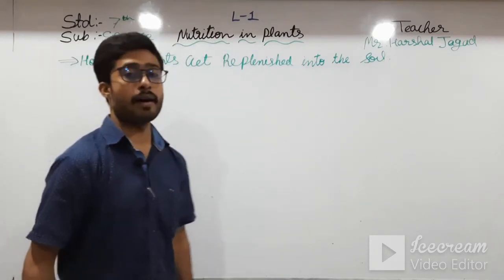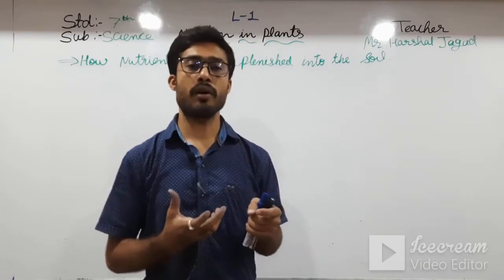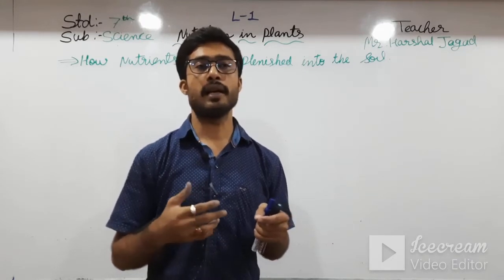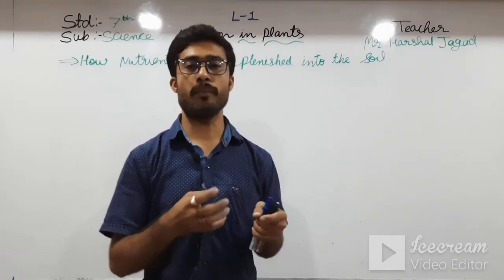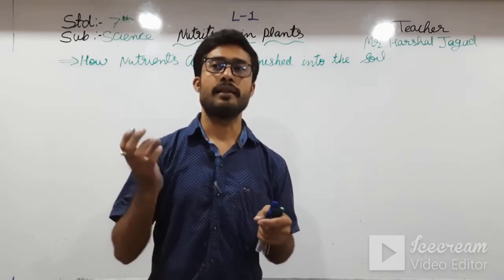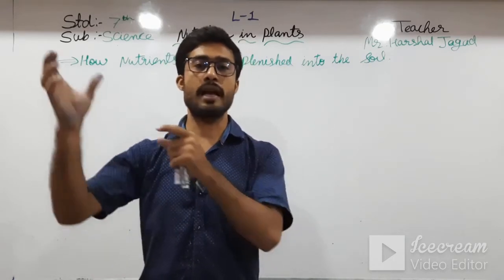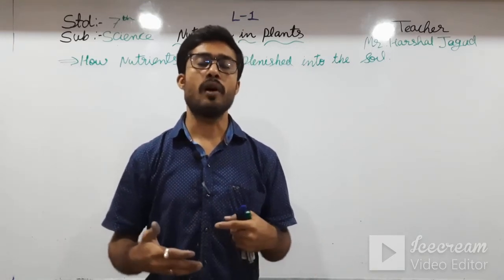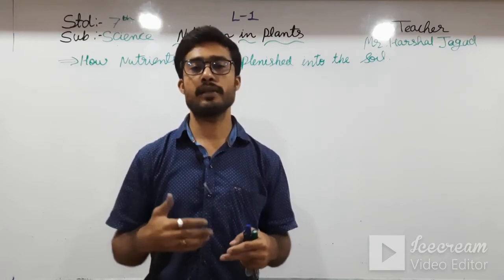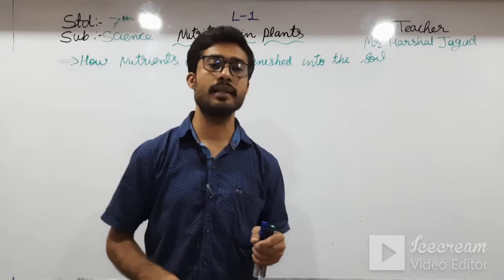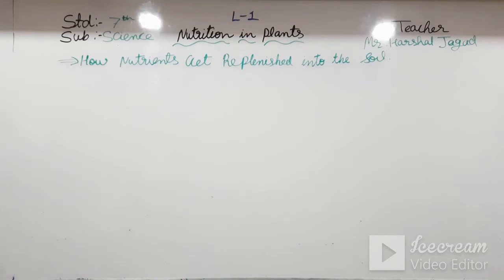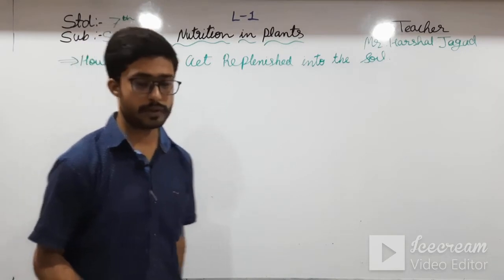So what does the farmer do if there is a deficiency of nitrogen in the soil? They grow peas in the farm. So what will happen? They are leguminous plants which convert atmospheric nitrogen into nitrogen compounds in the soil. So they grow leguminous plants alternately for the enrichment of nitrogen in the soil. Okay students, we have just finished this chapter, the last topic that remained, that was how nutrients get replenished into the soil.